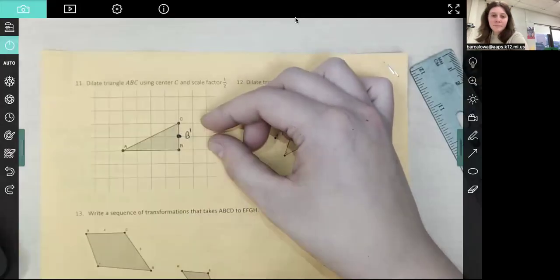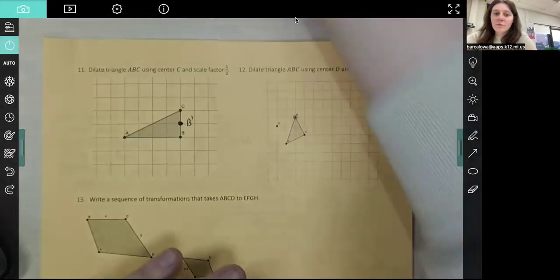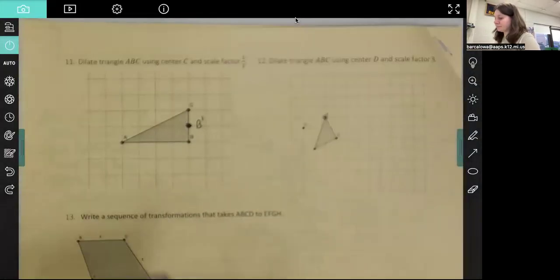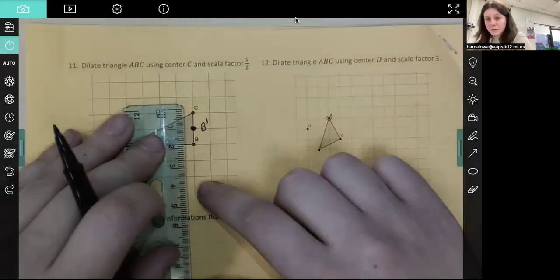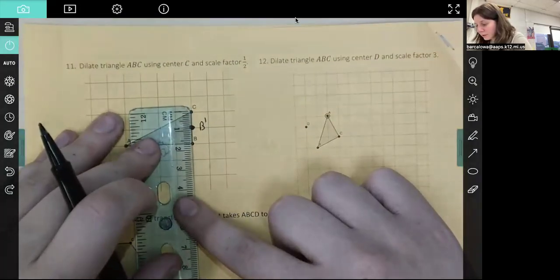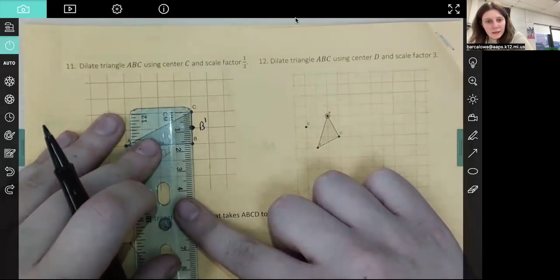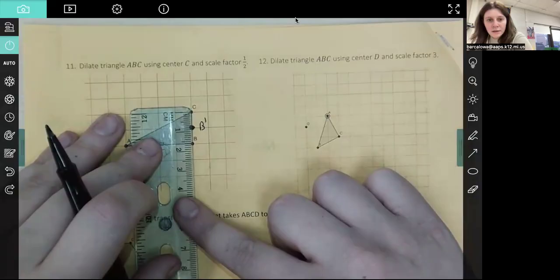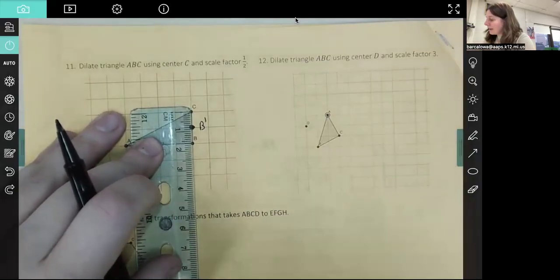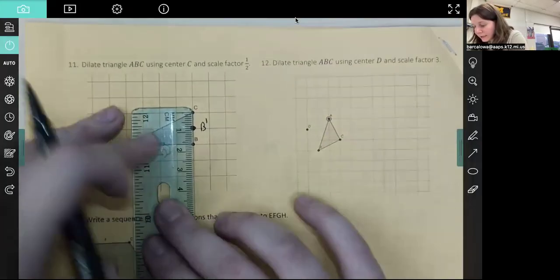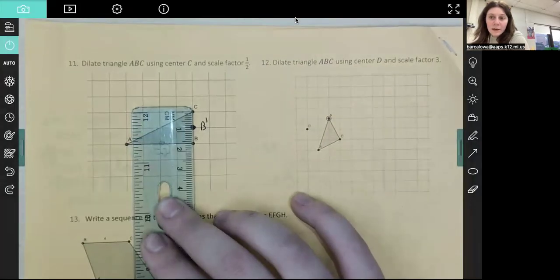So there's B prime. If you want to use your ruler, always use centimeters because it's more accurate. I'm going to say that's 1.5-ish, 1.6. 1.6 times a half is, let me just make sure I'm not lying. 1.6 times a half is 0.8, which would still be on that point.